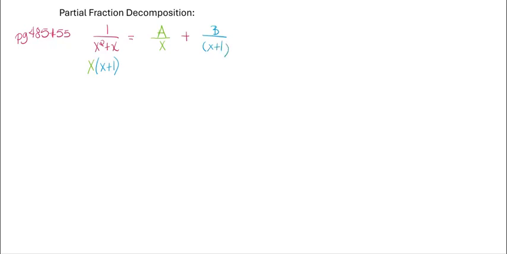Now, I want to add those together with a common denominator, but I want to keep my common denominator as fractions. So my common denominator would be, of course, x times x plus 1, but my numerator would be a times whatever is missing, and what's missing from the a term over here is x plus 1, so it would be a times x plus 1. Then plus b times whatever's missing from the b term, which would be the x.